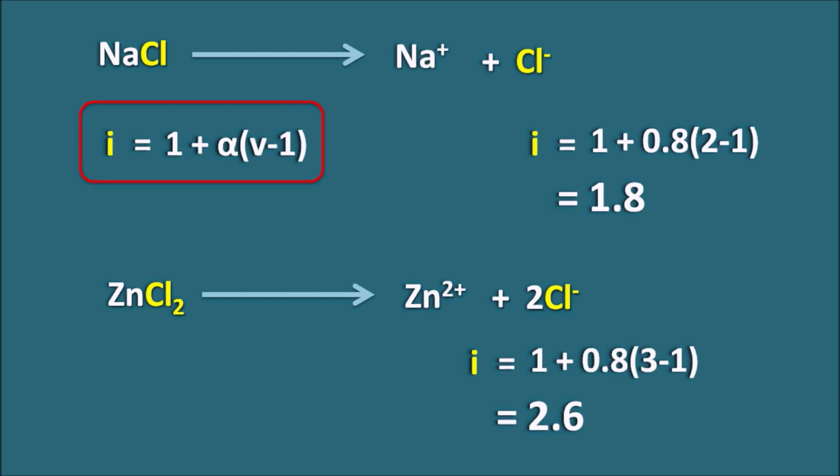In this way, we can calculate the i value for strong electrolytes by using their equation directly, otherwise by using the formula i is equal to 1 plus alpha into V minus 1. Then what about the weak electrolytes? In case of strong electrolytes, we know the degree of dissociation, but in case of weak electrolytes, we may not have the information of degree of dissociation.